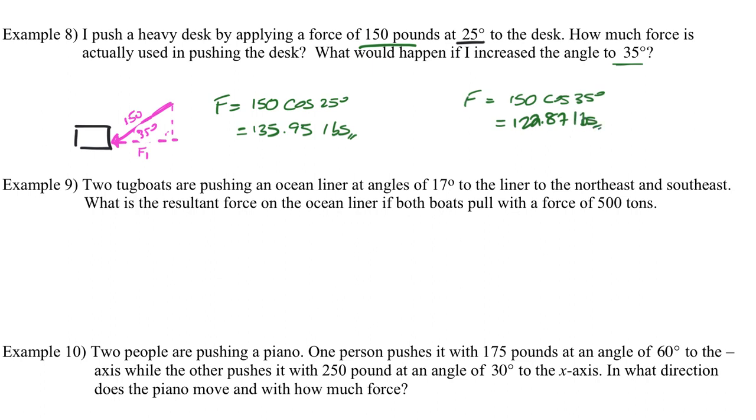The next one says, two tugboats are pushing an ocean liner at an angle of 17 degrees to the liner, to the northeast and to the southeast. What is the resultant force on the ocean liner? Both boats pull with a force of 500. So let's start by drawing my x-axis. I have one of the vectors going northeast at 17 degrees, so it's going to go something like that. Now the other one, I'm going to add here at the end.